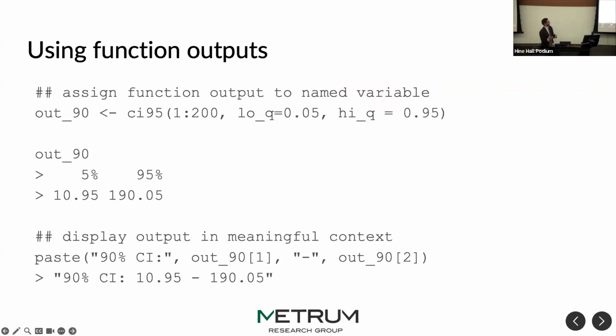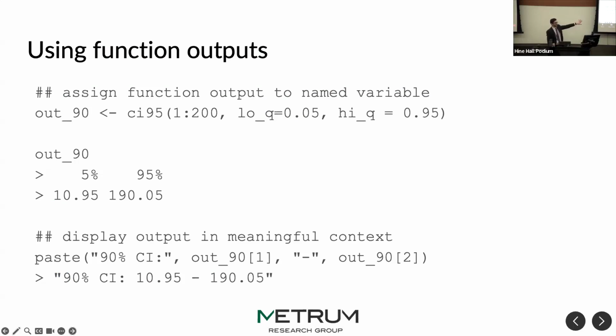Okay, so using your function outputs. This is like all the other functions that we've been working with today. We're going to do something on the right. We're using the assign operator and putting it in the object on the left. So if we do this function call, then our object out underscore 90. So we've assigned new values to low Q and high Q, and then it's giving us a 90% confidence interval. So this is how you can adjust those values. The defaults were at 95, but if you want to use something different, you just pass those in as arguments.